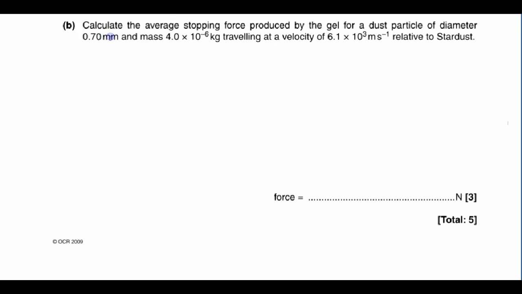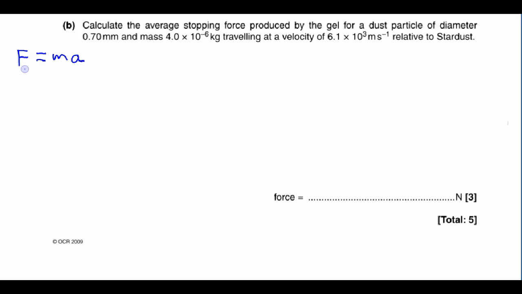In part B, we are asked to find the average stopping force produced by the gel acting on the dust particle. We are given the diameter of the dust particle, its mass, and its velocity, which is the velocity just before it hits the gel. There are a couple of ways of approaching this question, one of which is using Newton's second law, F equals ma.